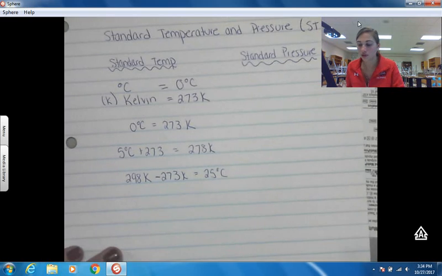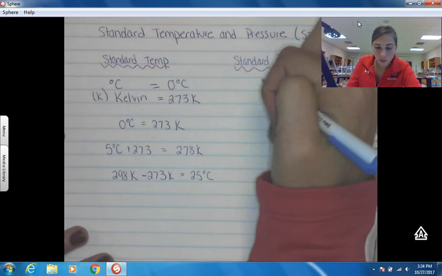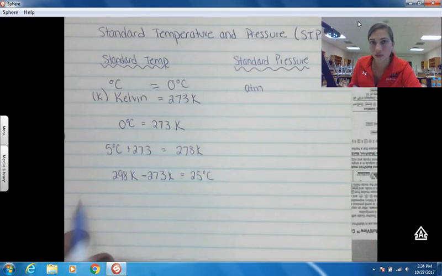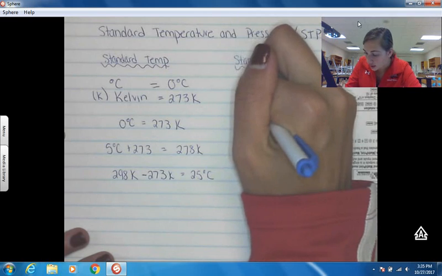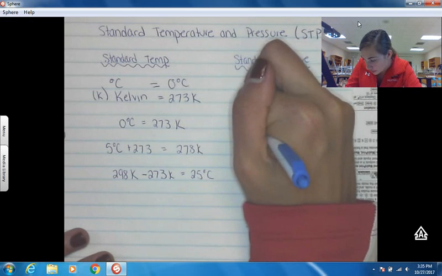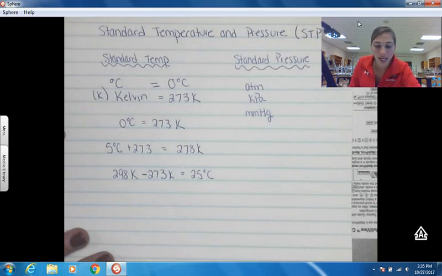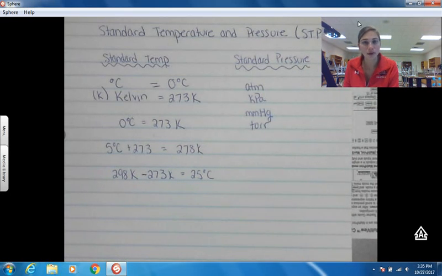Now let's look at standard pressure. Standard pressure is probably something new for you. You probably haven't heard of too many pressure units, so let's go through them, or at least the ones that we're concerned about. The ones that we're concerned about are atmospheres, which we'll label ATM, kilopascals, millimeters of mercury, and torr. There are many other units of pressure, but these are the four most important ones, at least for this course. So these are the ones that we have to be able to convert between.